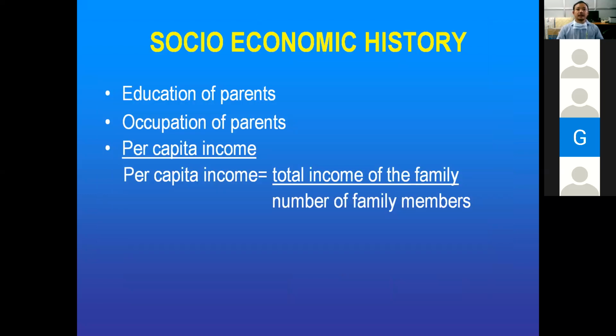Socioeconomic status. For socioeconomic status, we have to know the education of the parents: what level of education, whether they have completed primary, whether they have completed secondary education, whether they are graduates. What is the occupation of the parents: daily wages, or white collar. And what is the per capita income of the family, that is the total income of the family divided by the number of family members.